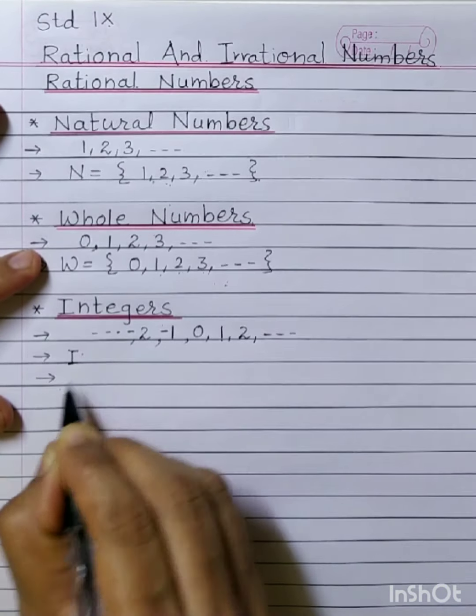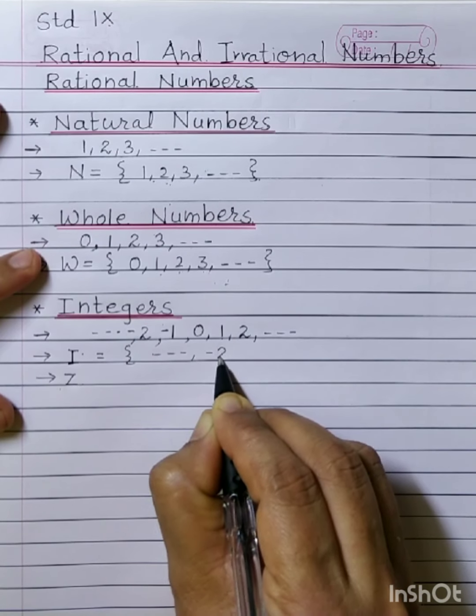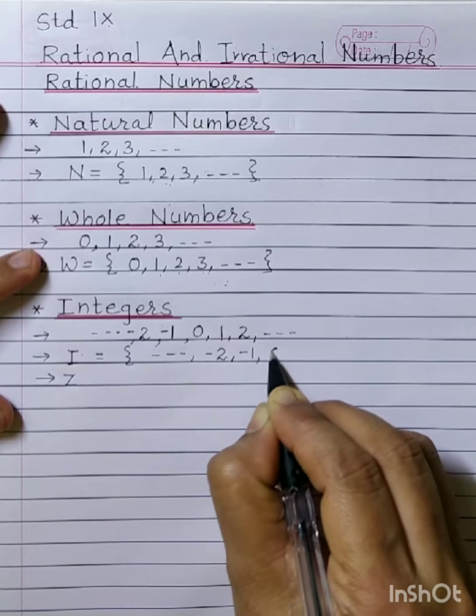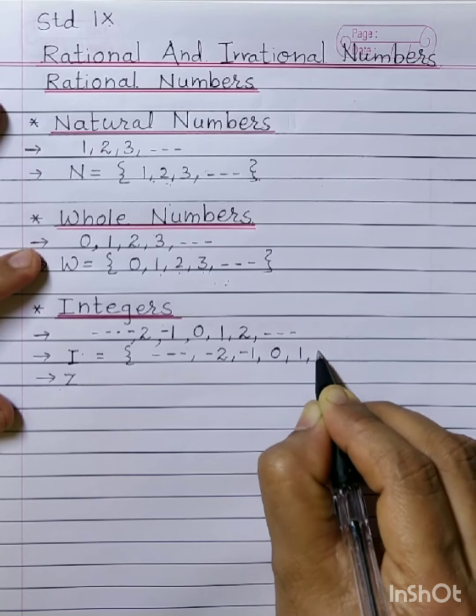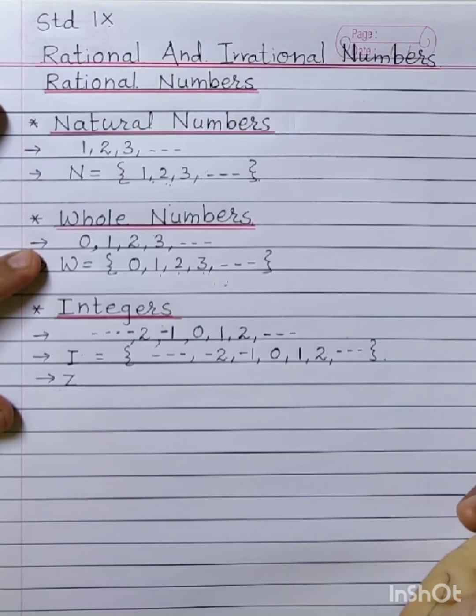And the set of integers, how do you write it? Like this way. You all must know this. This concept should be very clear, very easy, very important, right?